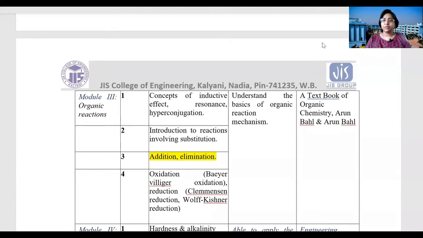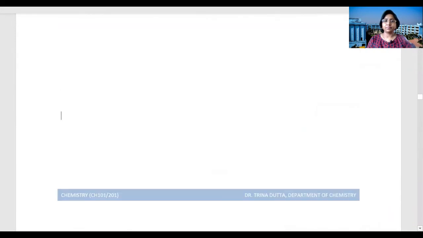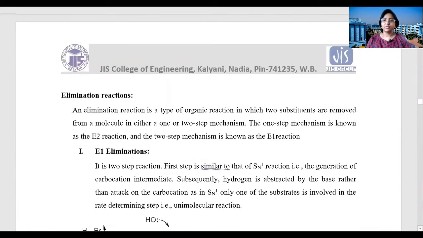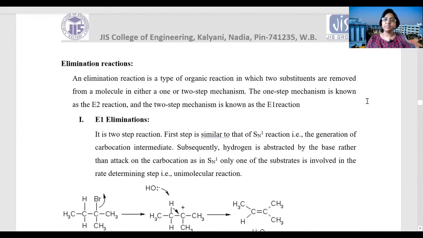Okay, now let's start. So first is the elimination reaction. From the name, you can understand that we need to eliminate some reagents.